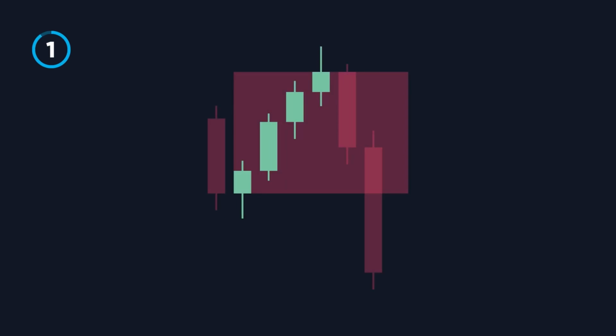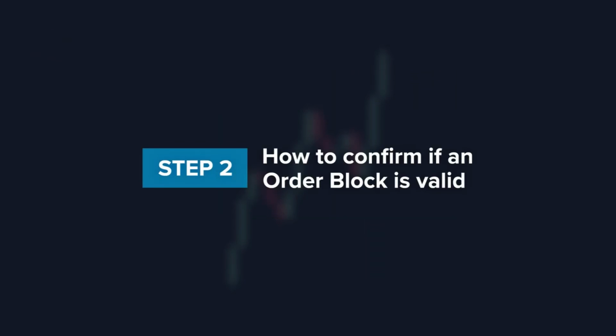And then for the bearish order blocks, we use the same parameters, but because a bearish order block consists of bullish candles, the opening price of the first candle would be at the bottom, while the closing price of the last candle would be at the top. So now that we know how we mark out an order block, let's move on to the next step, which involves how we can confirm whether an order block is valid.